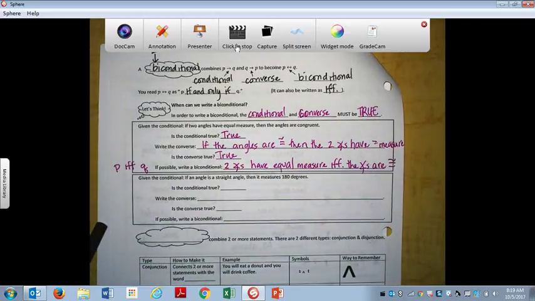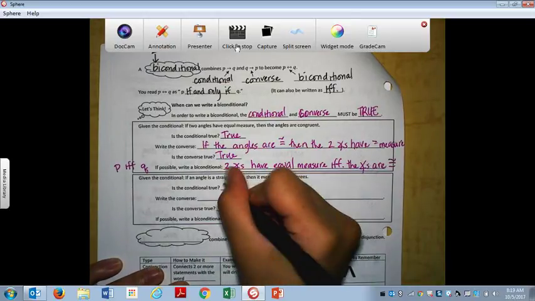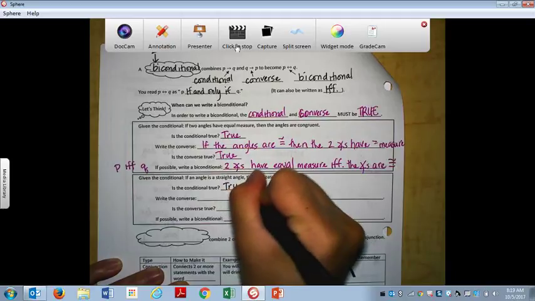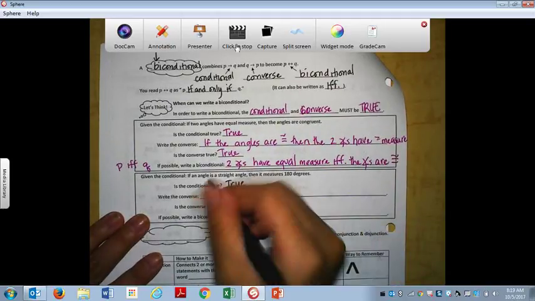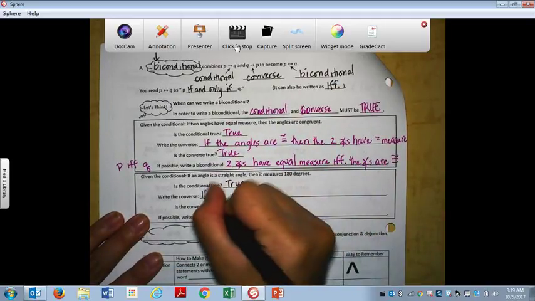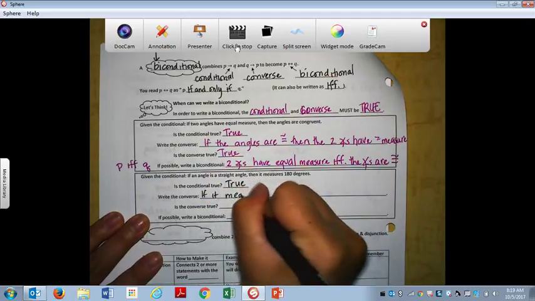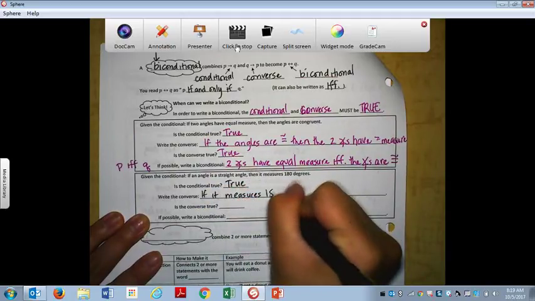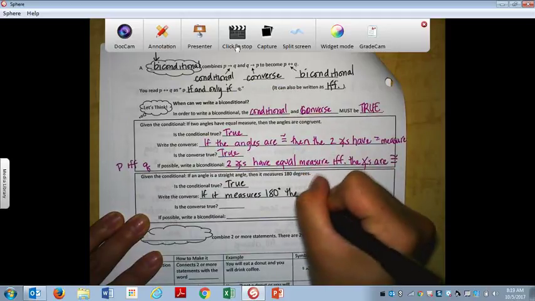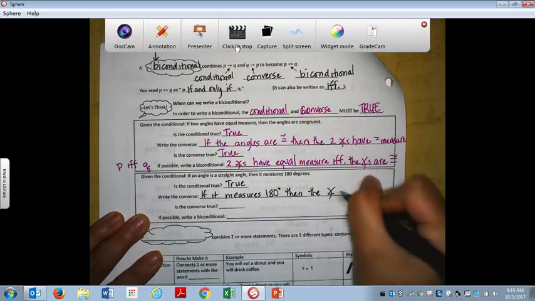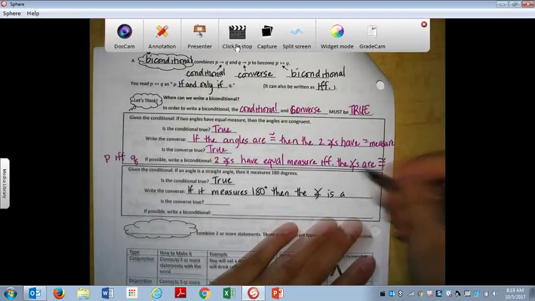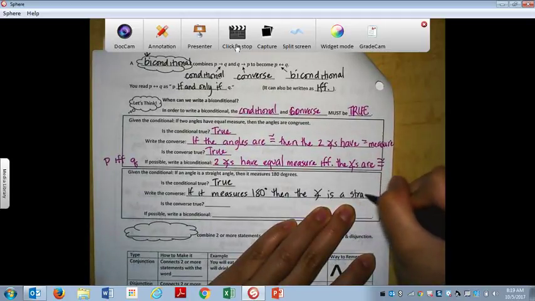Let's do another example. All right, if an angle is a straight angle, then it measures 180 degrees. I believe that to be true, okay? So write the converse, Q to P. If it measures 180 degrees, then the angle is a straight angle. That is also true, right?